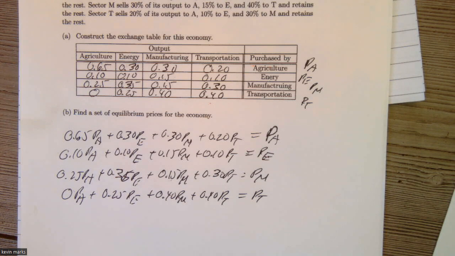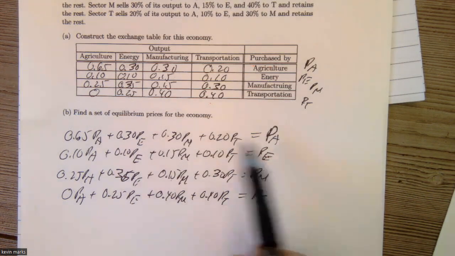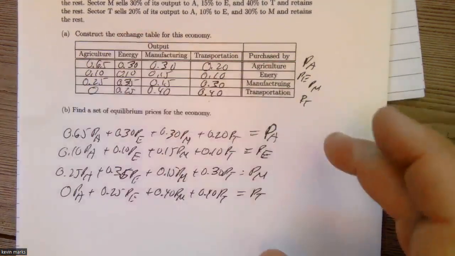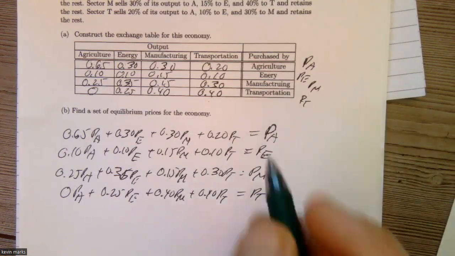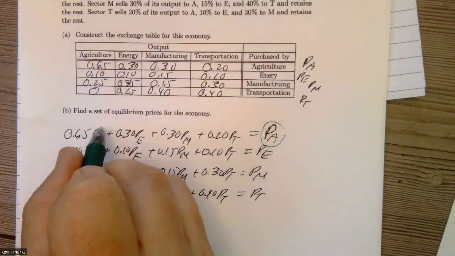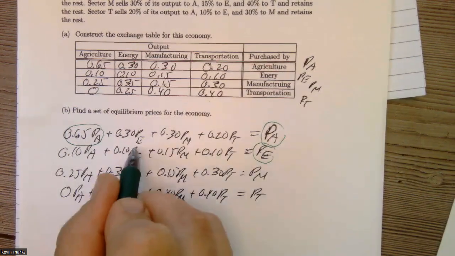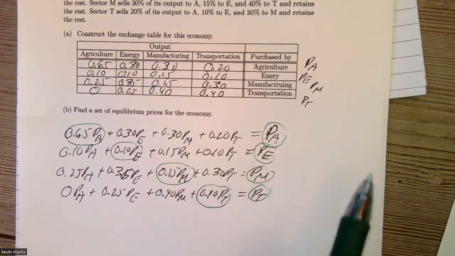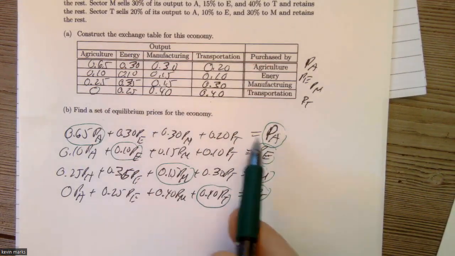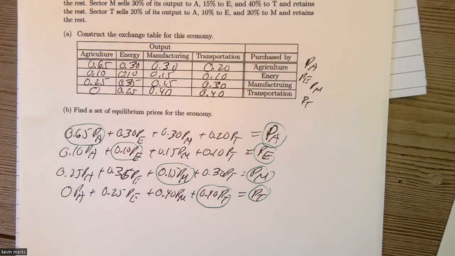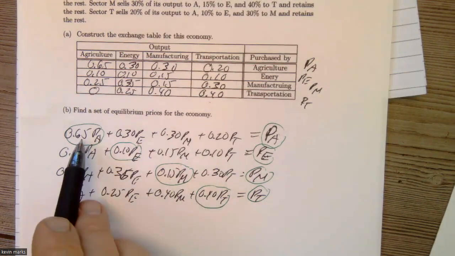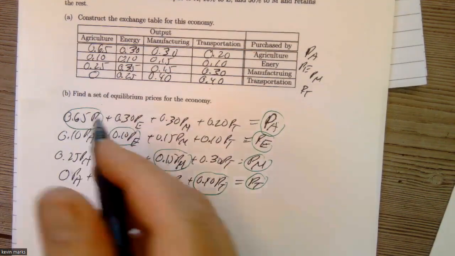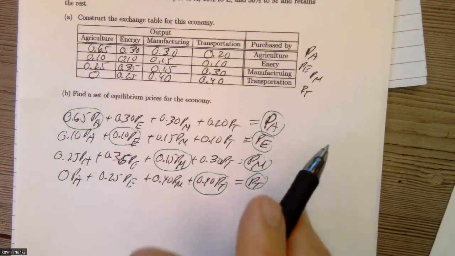All right, so there's your system of equations that we need to solve, okay? But here's the thing. You could set it up like this, but your variables are on both sides, right? Just like a normal system, I want the variables on one side and my constant on the other. So this P of A has to go over here with this P of A. This P of E would have to go over here, this P of M over here, this P of T over here. But in order to do that, you would subtract off one of them each time. So really, it's going to be 0.65 minus 1 here.